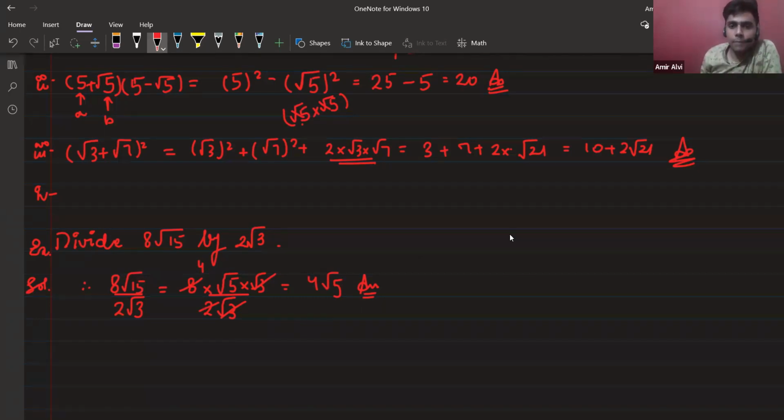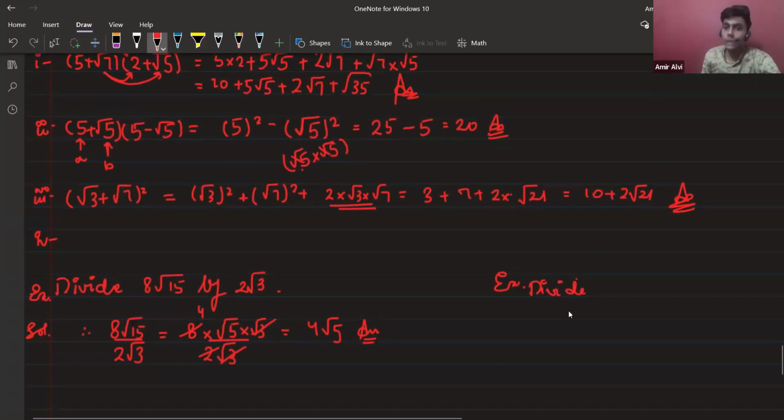Let me take the last example, and then I will write some points of it. I think they can be true or false questions for your school exams.